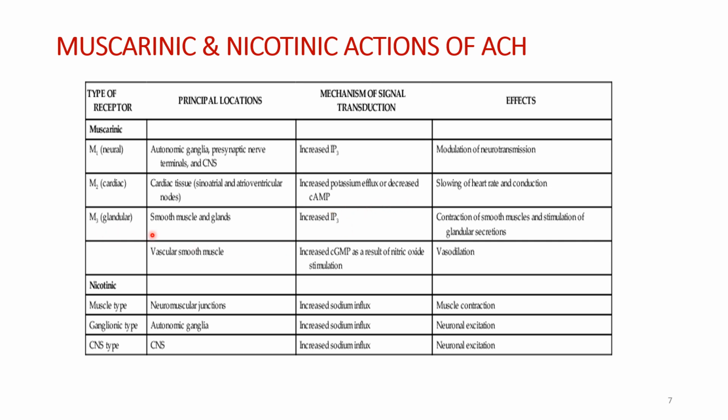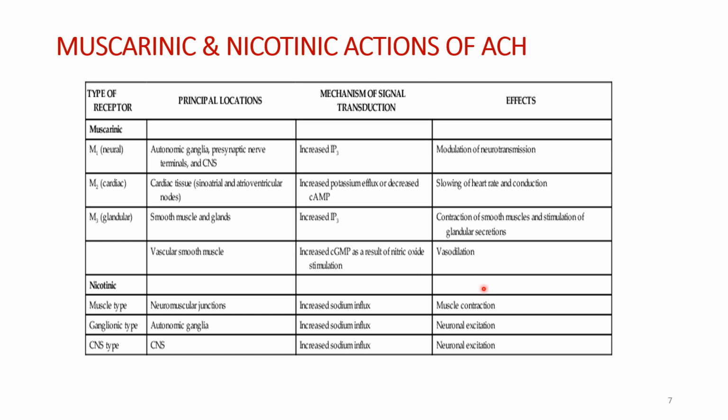Next, M3, glandular. They are present on the glands and smooth muscles, acting through the increased IP3 pathway, and it leads to contraction of the smooth muscles and stimulation of the glandular secretions. Next, they are present on the vascular smooth muscle. Increased cyclic GMP as a result of nitric oxide stimulation leads to vasodilatation.